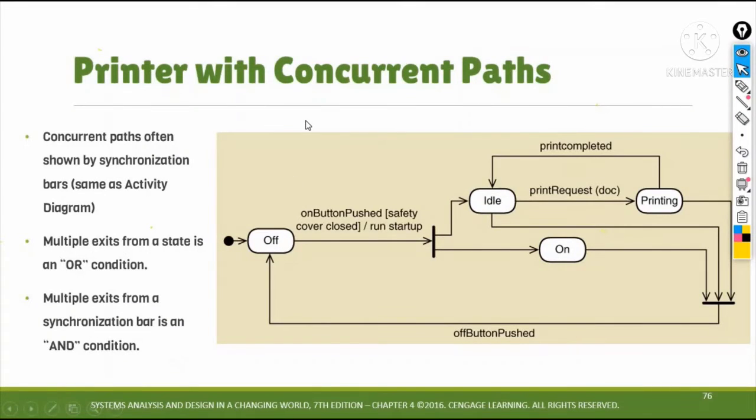So let's see the concurrency and concurrent states. Sometimes an object will be in two states at the same time. For example, when the printer is in the on state, it can also be either printing or idle. Meaning it does nothing. When it is idle, it doesn't print anything.